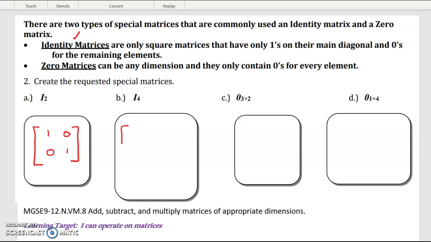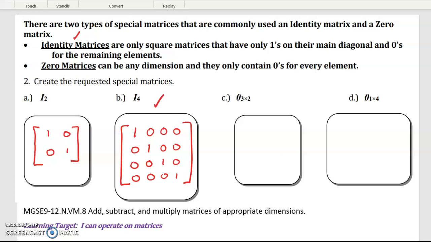Just to bring that home, let's look at this. 1, 0, 0, 0, 0, 1, 0, 0, 0, 0, 1, 0, 0, 0, 0, 1. That's the 4 by 4 identity matrix. Once again, it's square, 4 rows, 4 columns, 1 diagonal of 1s and a whole lot of zeros. We'll see why this matrix behaves like the number 1.